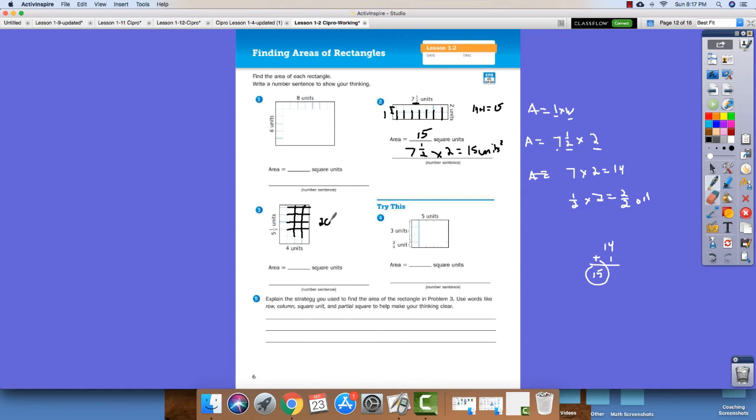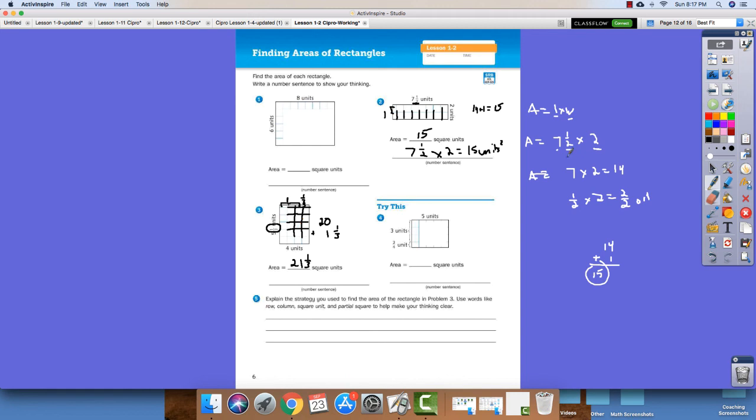Whole squares. But then I have these partial squares here, and each of those partials are 1/3. I know it takes 3/3 to get to 1 whole, so 1, 2, 3/3. That gets me another 1, and then I have another third left over, so I have 1 1/3 partial squares. So 20 plus 1 1/3 would get me to 21 1/3 square units.